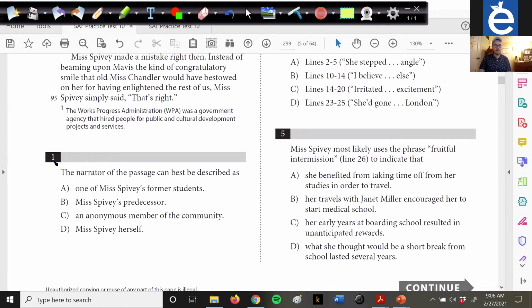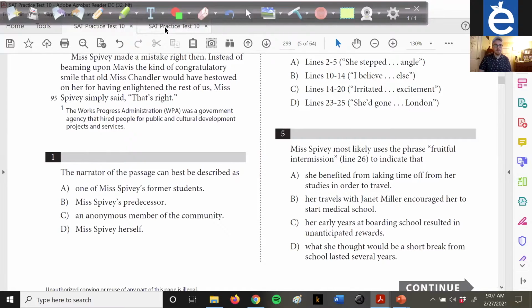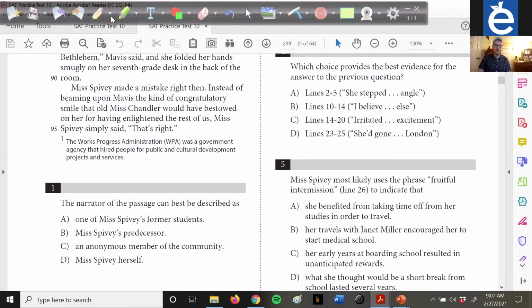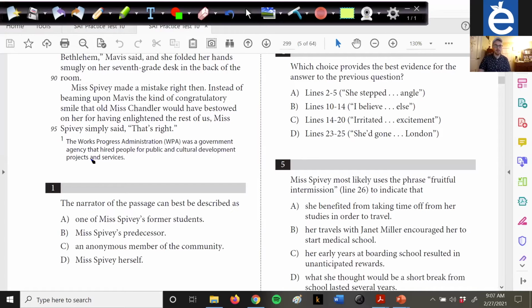Okay, so the narrator of the passage can best be described as, well, oh, you know what? I'm in the wrong tab here. But that seems like a broad question, right? We're being asked a general question about what the character of the narrator is. So sometimes the narrator is going to be a detached third person omniscient kind of thing, but sometimes it's going to be a character in the story telling the story. So that would be broad. We're going to save that for last.